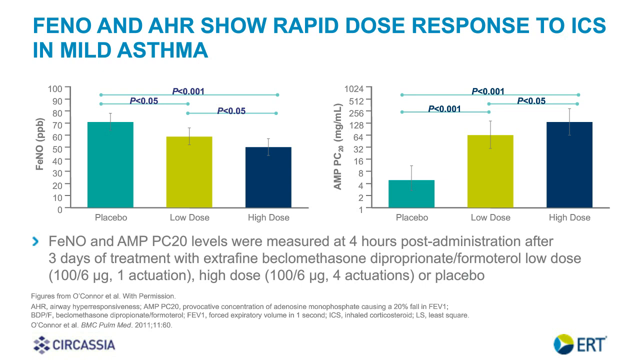which was done with an AMP challenge, in a dose response of an inhaled corticosteroid in patients who had mild asthma. This study was performed 3 days after treatment. This was using an ultra-fine beclomethasone steroid dose. You can see here on the left-hand side the FeNO and on the right-hand side the AMP PC20 challenge. You can see that after only 3 days of a low dose versus a high dose, you can start to see a dose response being shown here with a quick response in FeNO after only 3 days.